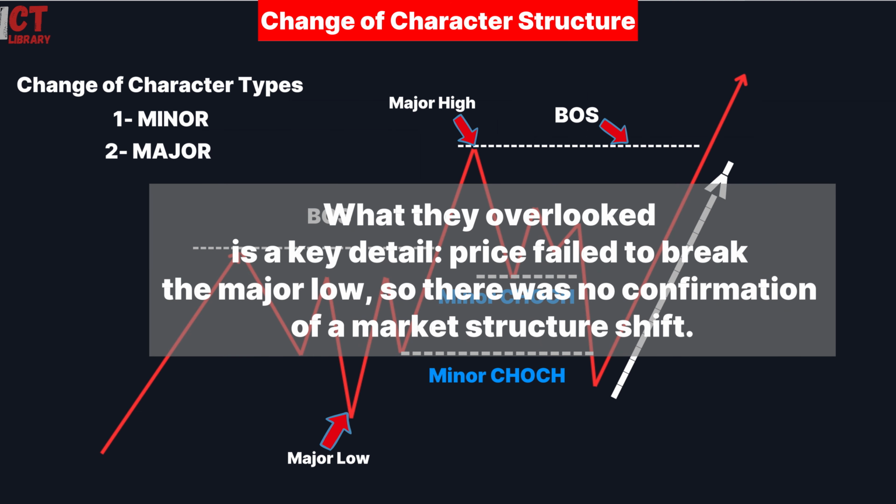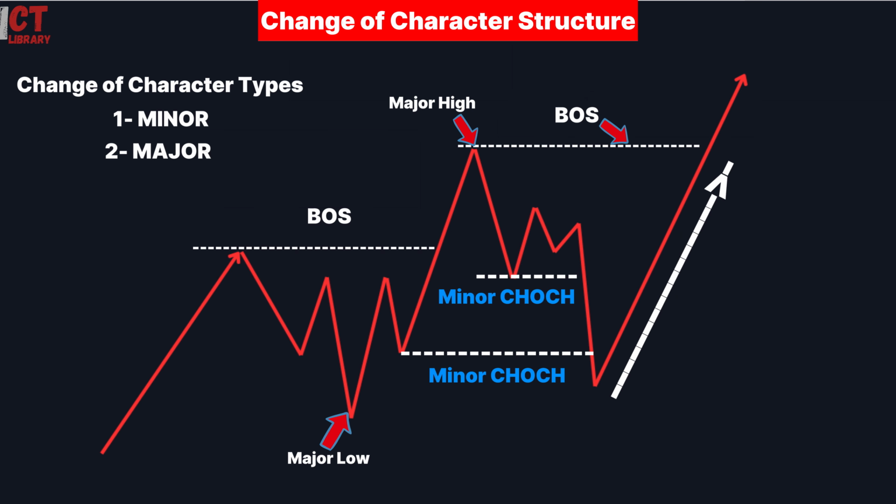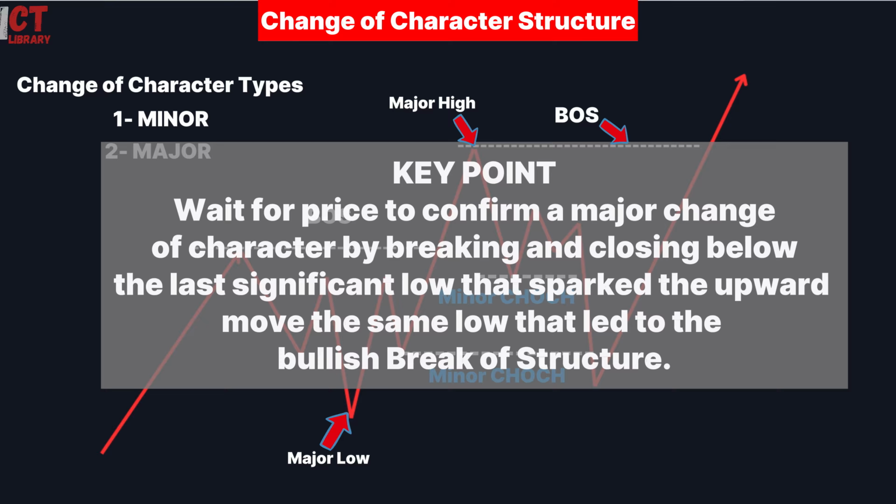What they fail to recognize is that price never broke the major low. Without breaking that level, the trend remains intact. The market was simply retracing before continuation. A valid market shift only occurs when price breaks and closes below the major low that initiated the bullish impulse. Furthermore, a wick penetration alone is not enough. The candle body must close below that level.